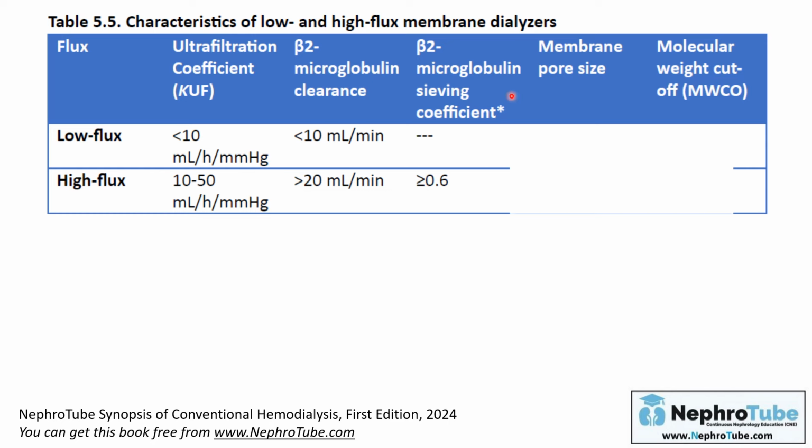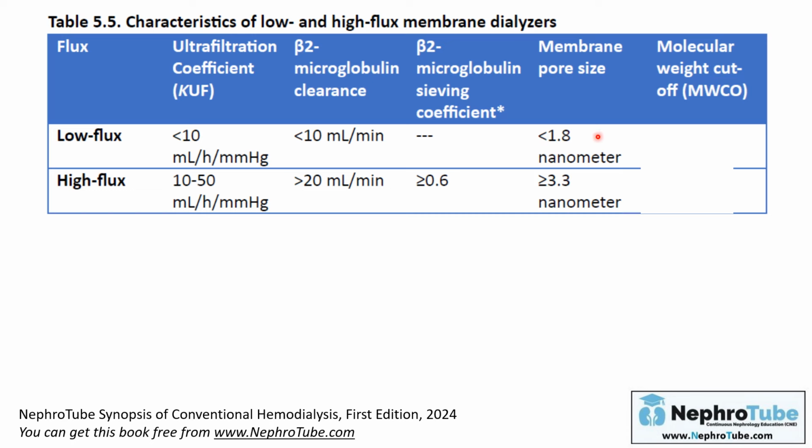Regarding the beta-2 microglobulin sieving coefficient, you will find the sieving coefficient mentioned on the high flux filters only. The beta-2 microglobulin sieving coefficient of high flux dialyzers is more than or equal to 0.6. By the way, we mentioned in chapter 1, in the first lecture, what the sieving coefficient is exactly, in detail. But in short, the sieving coefficient is the difference in concentration of a molecule or solute between the dialysate and the blood compartment. You can check the first lecture again for more details about the sieving coefficient.